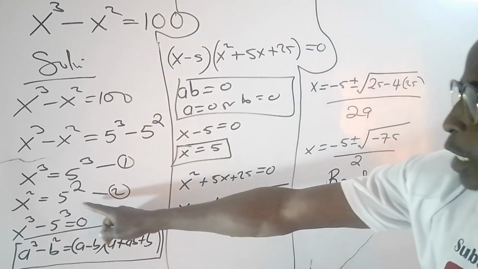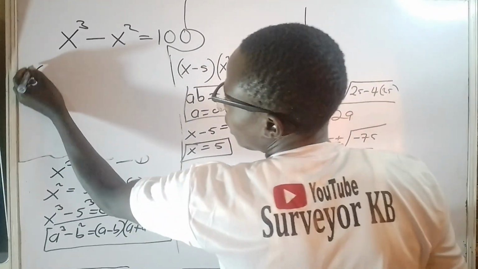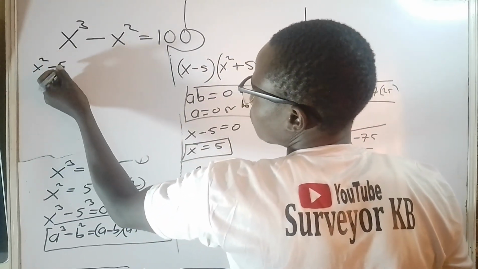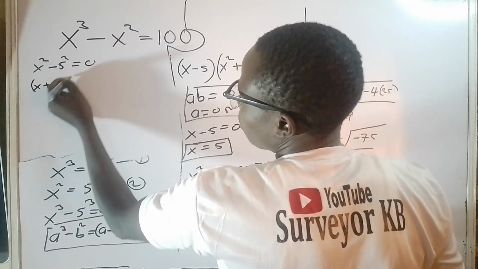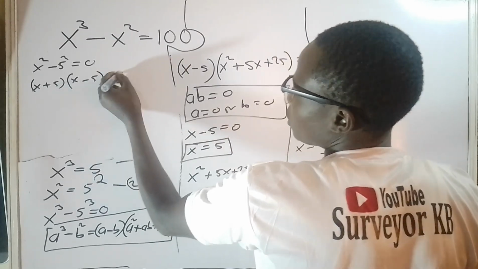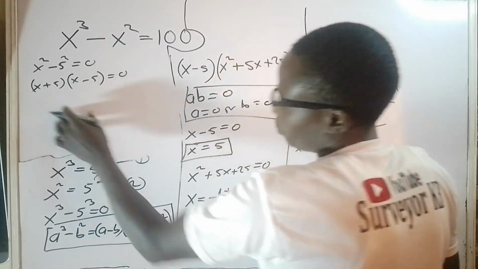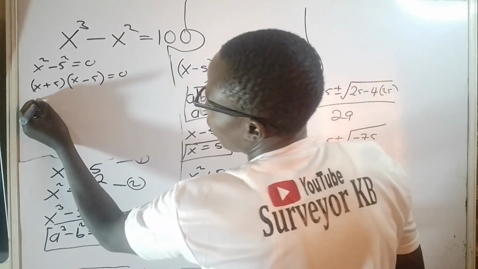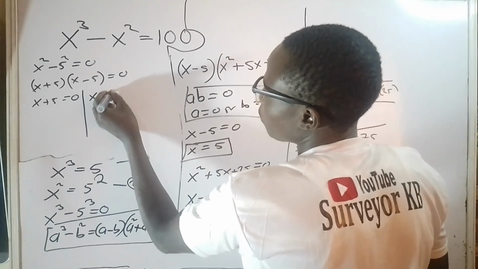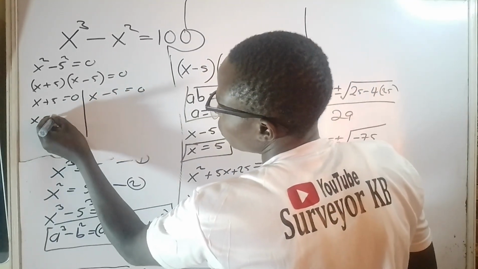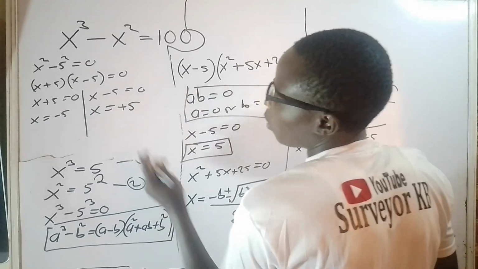Now let's test the second equation. From the second equation, x squared minus 5 squared is equal to 0. That means x plus 5 multiplying x minus 5 is equal to 0. So x plus 5 is equal to 0, or x minus 5 is equal to 0. That means x is equal to -5 and x is equal to +5.